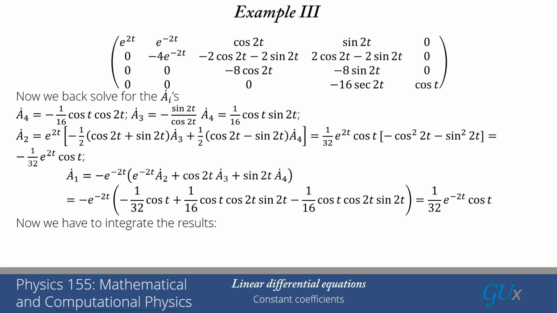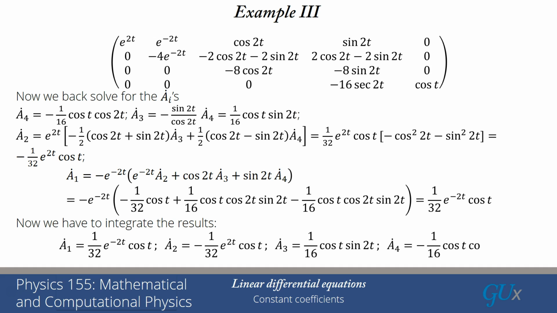We're not done yet. We still have to integrate those to get the final results. So here are the equations that we have: A1 dot, A2 dot, A3 dot, and A4 dot. Now some of these are pretty easy to integrate. Others are kind of tortuous. For example, A3 dot is not too hard to integrate because I can replace sine 2t by 2 cosine t sine t, and you see sine t is the derivative of cosine t, so that would be the integral of cosine squared t sine t, which would just equal cosine cubed t over 3.